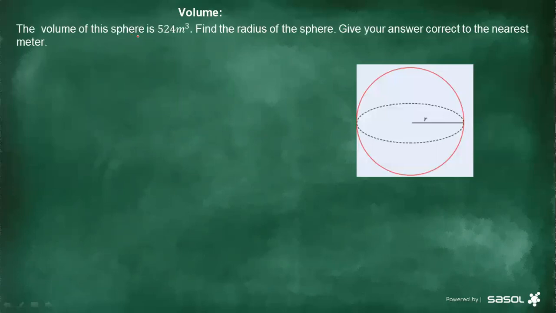The volume of this sphere is 524 cubic meter. Find the radius of the sphere. Give your answer correct to the nearest meter. Now we have a sphere. You can see this sphere, a ball, but we don't know what the radius is. What we have is the volume of the sphere. Then we will be calculating the radius. And then let's see how we determine the radius.